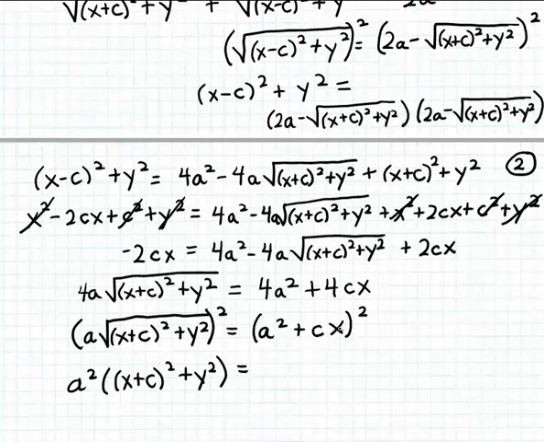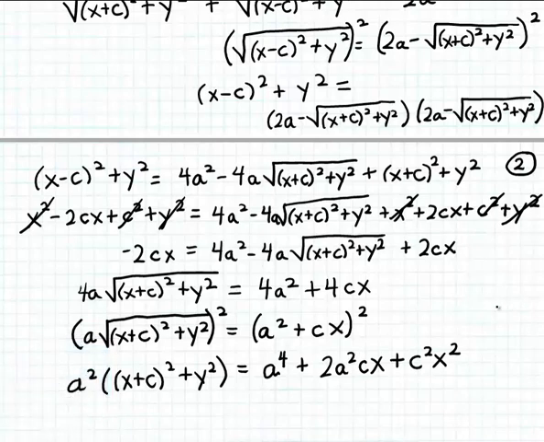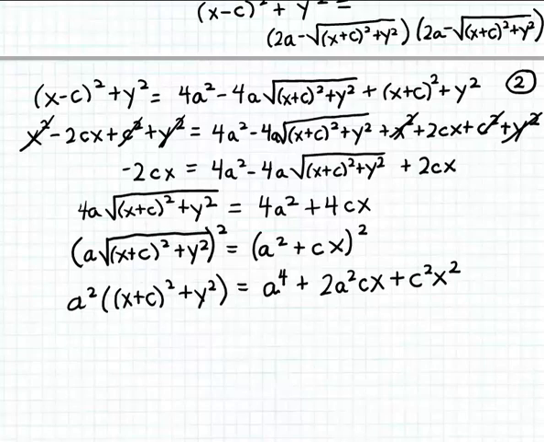And now when you square out a squared plus cx, when you expand this product, you're going to get a to the 4th power plus, I think, that's going to be 2a squared cx, right? And then plus c squared x squared. So now we take a deep breath. So we have made some progress because now both of the radicals are gone.